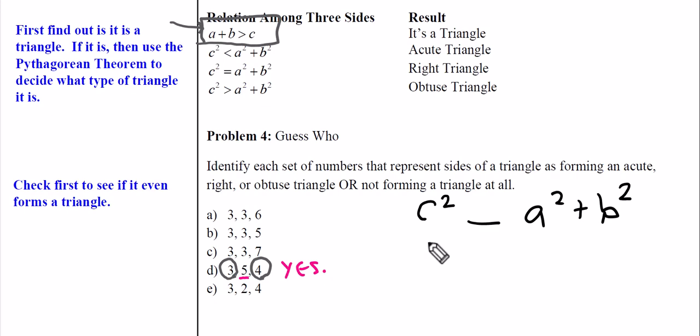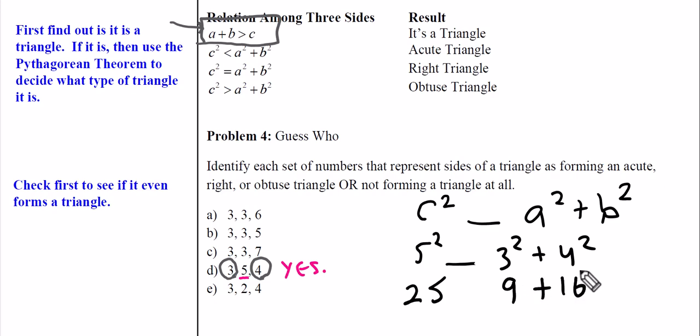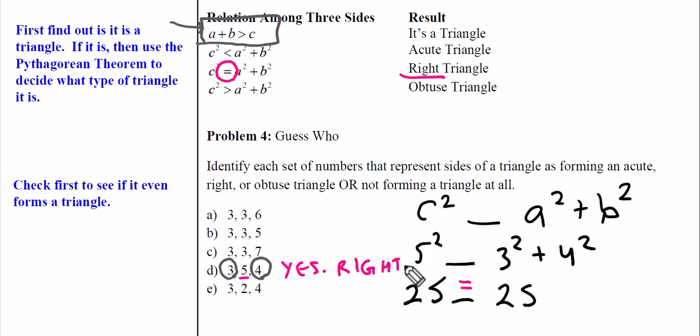C is 5, A is 3, B is 4. 25, 9, 16. 9 plus 16 is 25. Fascinating. They're the same on both sides. So if it's equal, then it makes it a right triangle. So part D, yes, it's a right triangle.